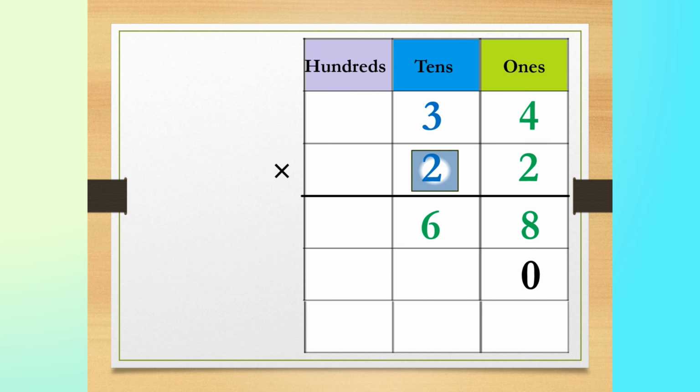So let's multiply by the 2 in the tens place. 2 times 4 is 8. 2 times 3 is 6.